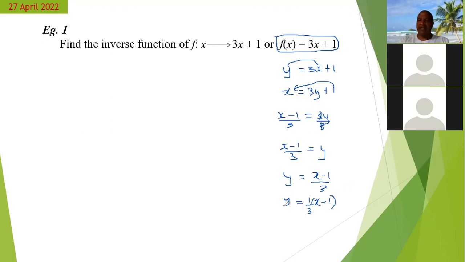So now that we have this in the simplest form, we now want to replace the y with the inverse notation of f(x). The inverse notation of f(x) would be f to the minus 1 of x, is equal to 1/3 bracket x minus 1. All right, so everybody is clear on that? Raise your hand if you're good with that.